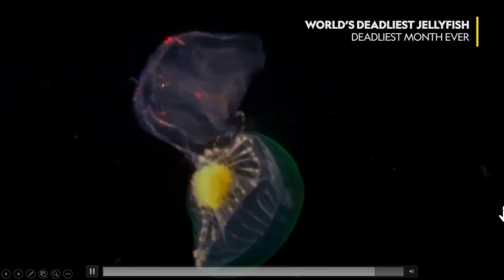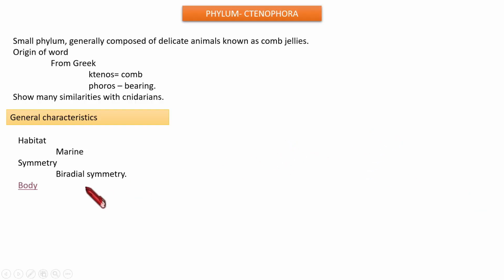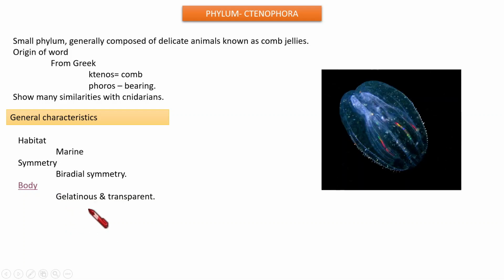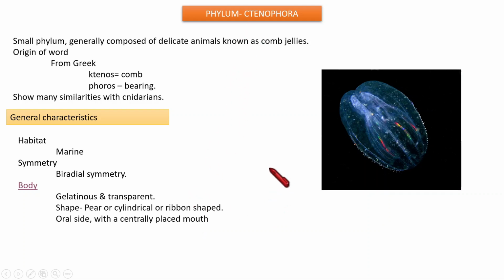So in that way, that's all about the general appearance, its features. So point wise, one by one, we can just go through. See, its body is gelatinous and transparent and delicate also. Looking at the picture, we can feel that it is gelatinous and transparent. Most of the organisms have a pear shape, some members are cylindrical, and even ribbon-shaped organisms are present under this phylum.